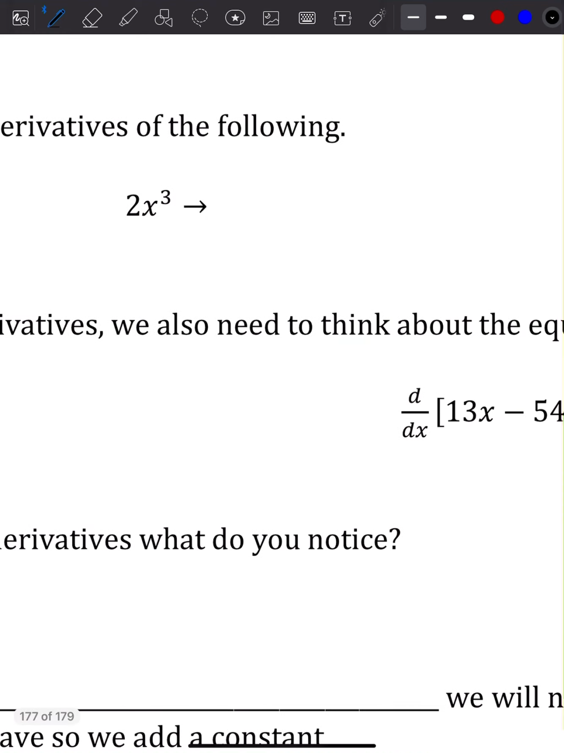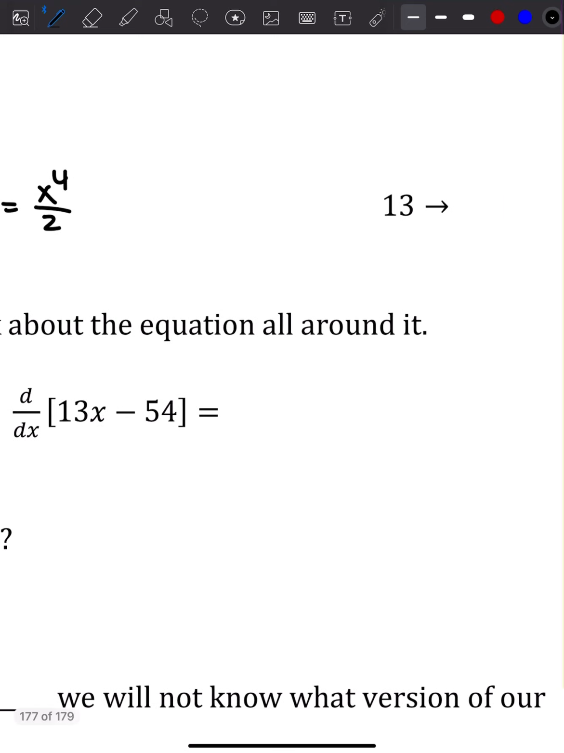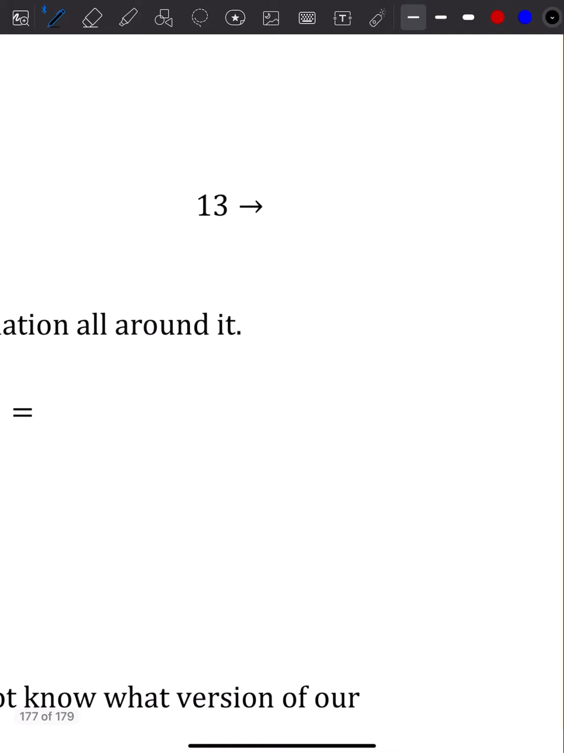We have 2x cubed, so I'm going to add 1 to that exponent, so we have 2x to the fourth, and then we're going to divide this whole thing by 4. So I have 1/2 x to the fourth, or x to the fourth over 2. And then this last one doesn't have an x with it, so that means it used to have an x to the first. So if I take the antiderivative of this, I'm going to get 13x.